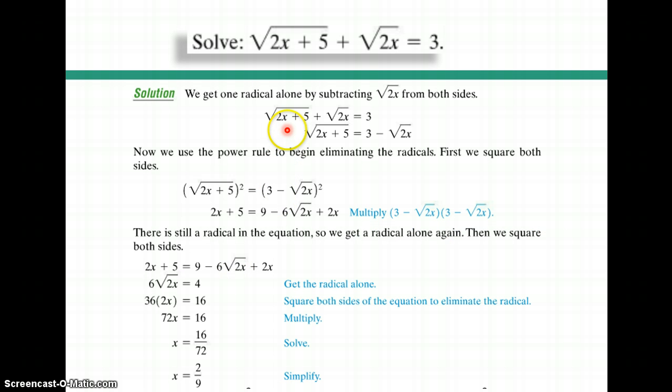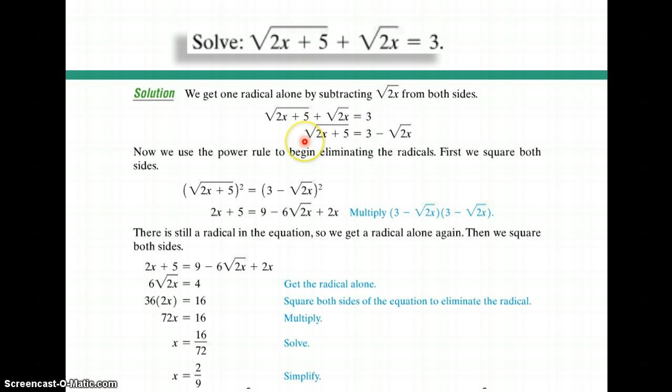Square root of 2x plus 5 plus square root of 2x equal to 3. This is a radical equation. To solve this radical equation, we have to write one radical on one side of the equation because there are two radical expressions. To do this, subtract square root of 2x from both sides of the equation. So we have square root of 2x plus 5 equal to 3 minus square root of 2x.